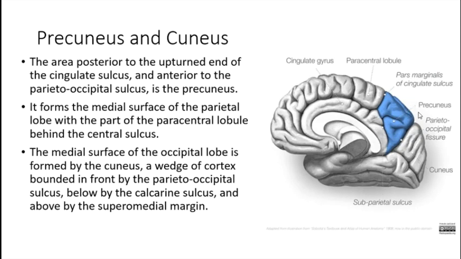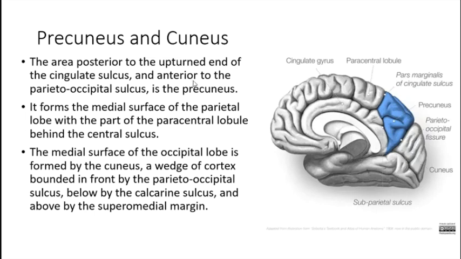Precuneus and cuneus. So you have seen the parieto-occipital fissure here, and you have seen the calcarine sulcus here. So this is how these areas get divided. This is the pars marginalis of the cingulate sulcus. This is where the cingulate sulcus is going to end. So between the cingulate sulcus and the parieto-occipital fissure, this middle area is called the precuneus, and between the parieto-occipital fissure and the calcarine sulcus, this area is called the cuneus.